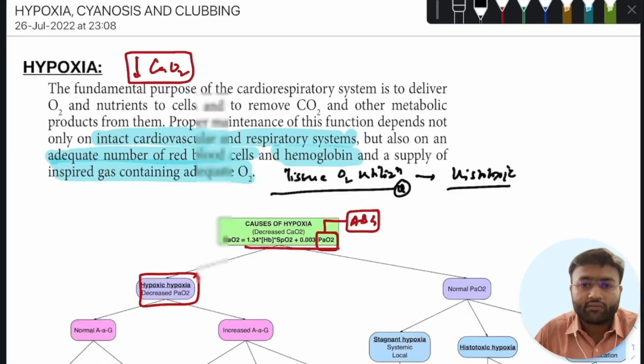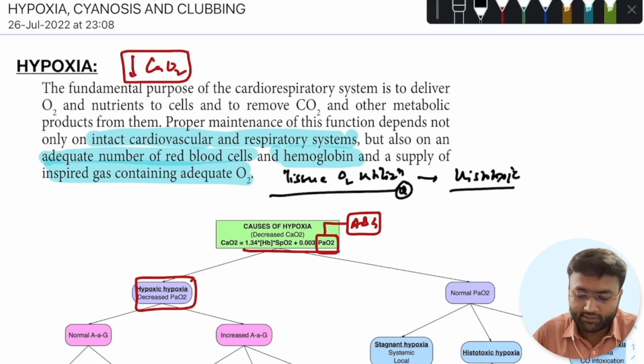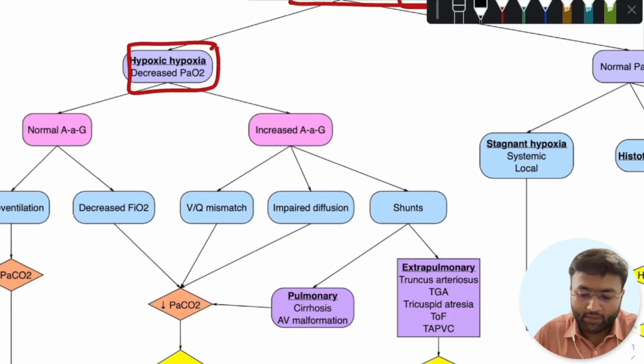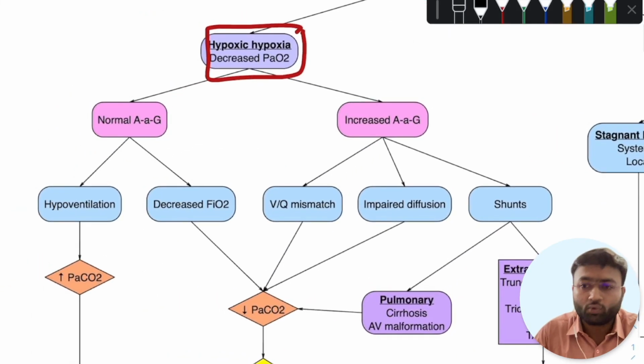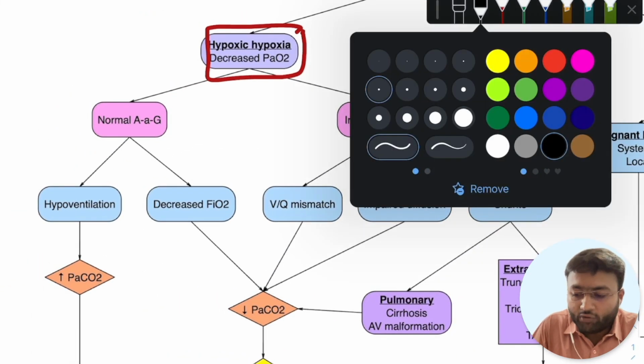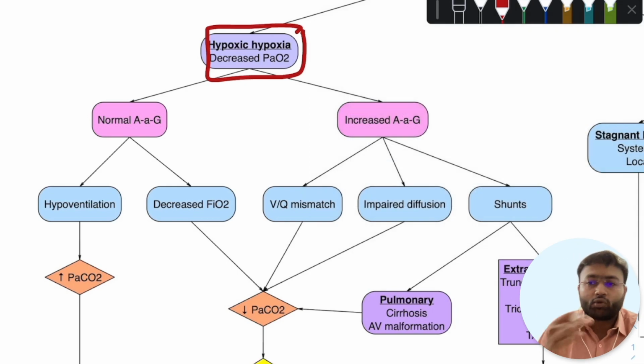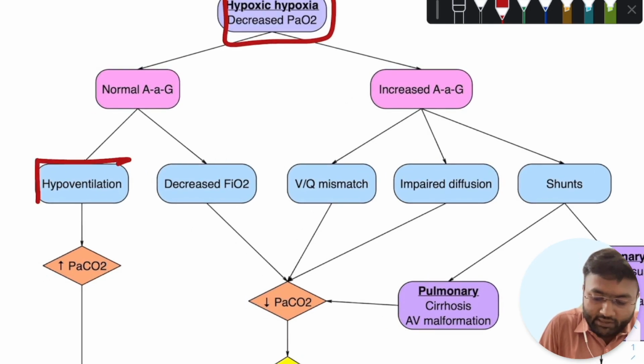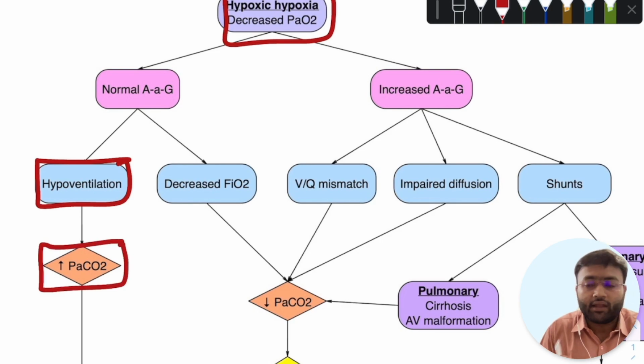Now let's get started with the first arm of this description, that is hypoxic hypoxia. Hypoxic hypoxia can be divided, on the basis of the alveolar to arterial gradient, into two basic categories. Either it is normal or it is increased. If the alveolar to arterial gradient is normal, think of two etiologies. Either it is related to hypoventilation, in which case the PaCO2 value will be increased, or the other scenario in which a decrease in the fraction of inspired oxygen will be present, which can be seen in high altitudes.